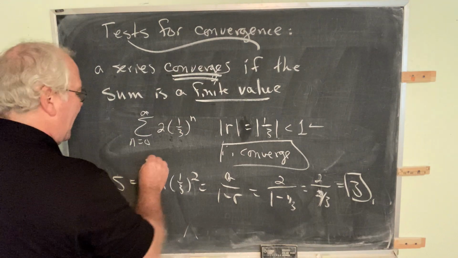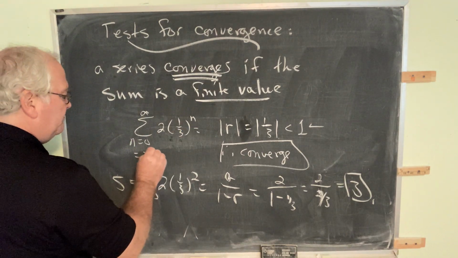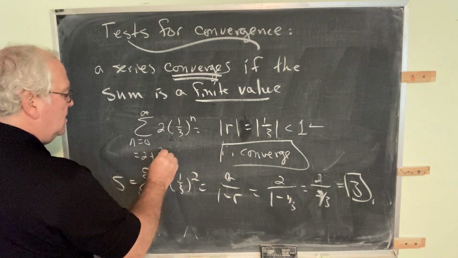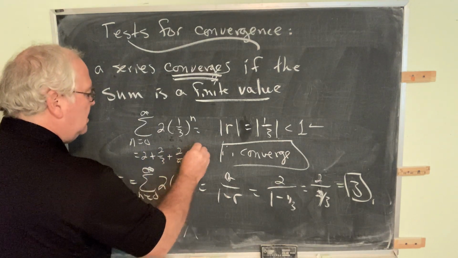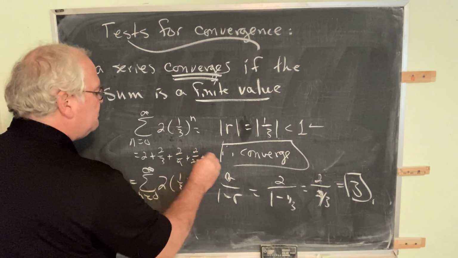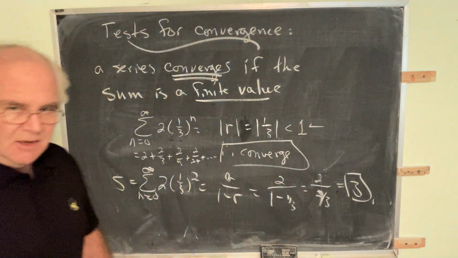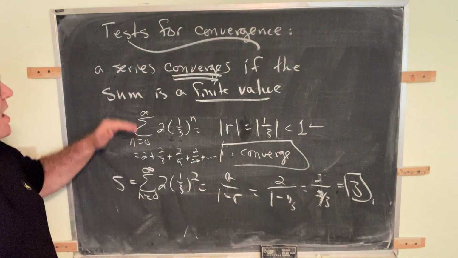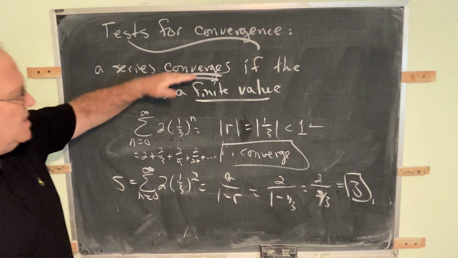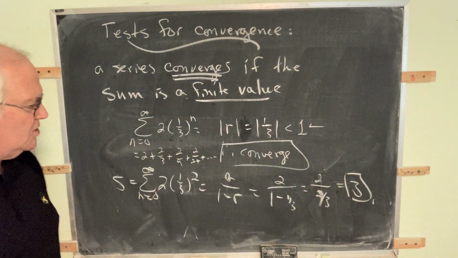If we expand this out, this would be 2 plus 2/3 plus 2/9 plus 2/27 plus and so on. What does that add up to? That adds up to 3. Not approximately, precisely 3. And so if the sum is a finite value, the series converges.